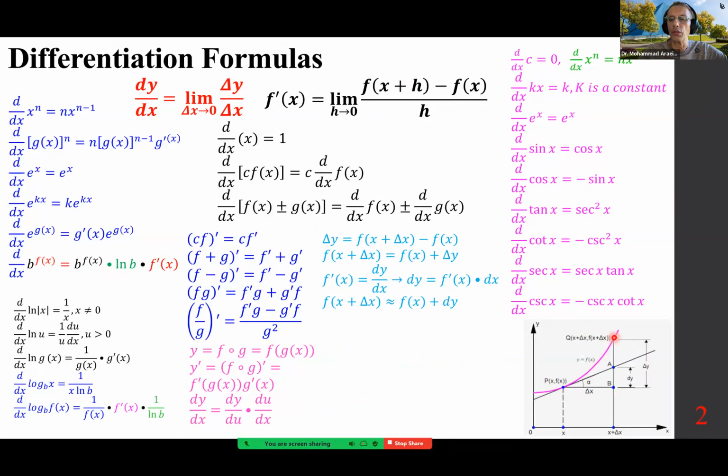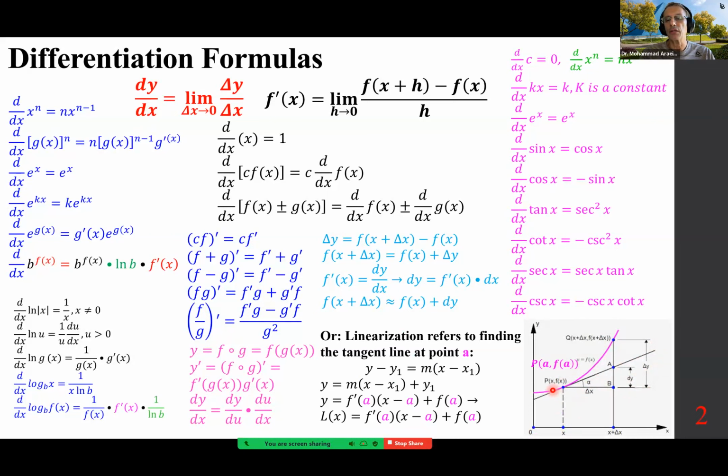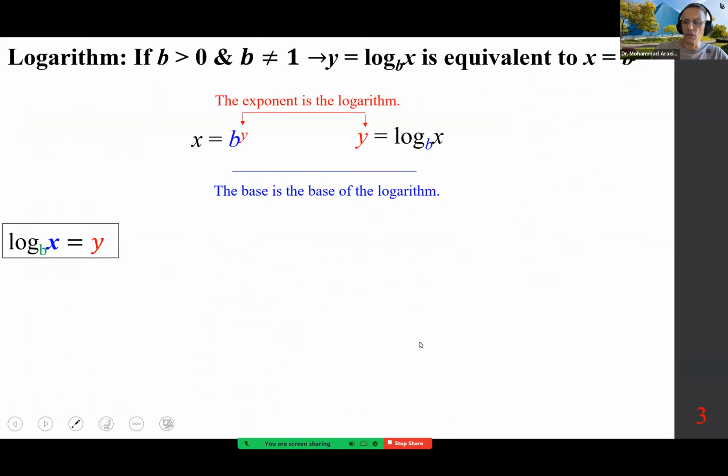The change in y along the curve versus dy, which is f prime of x dx, and it will be the change along the tangent line. So dy and delta y are not the same, but delta y can be approximated by dy, and at a point with coordinates a and f of a instead of x and f of x, we can use the point slope form to represent linearization, which in essence is simply finding the tangent line.